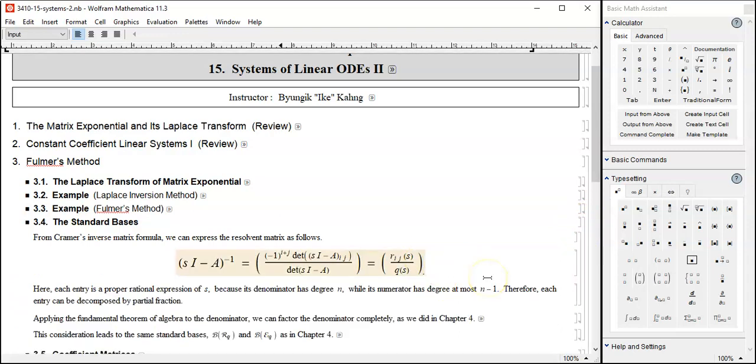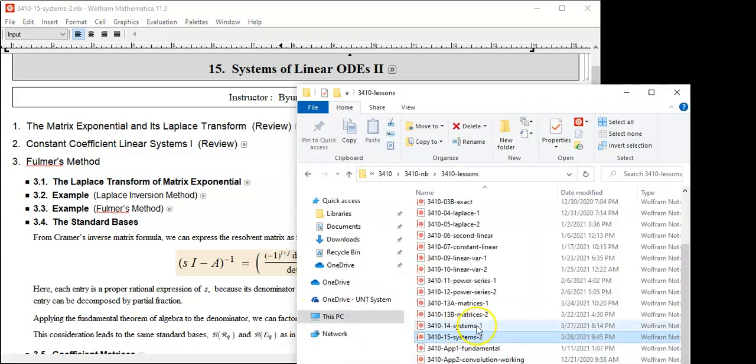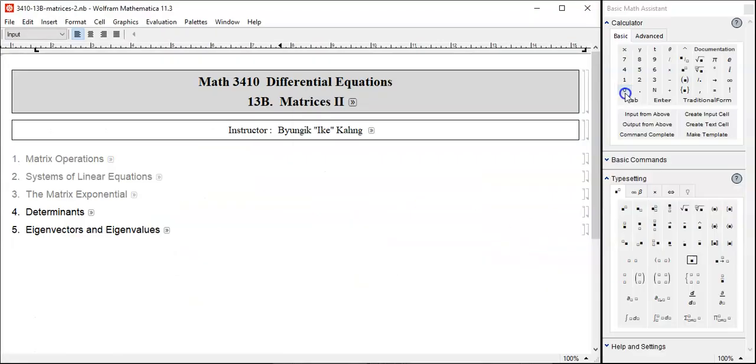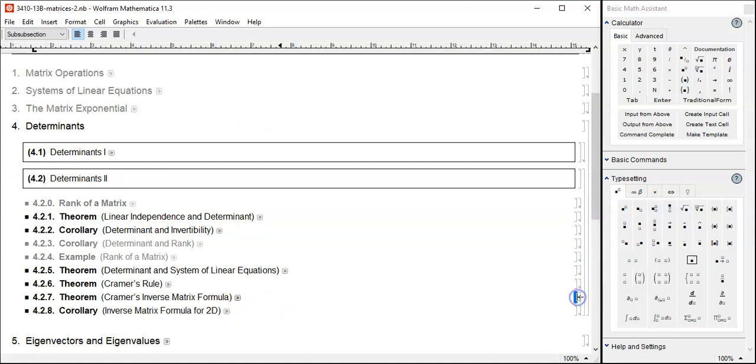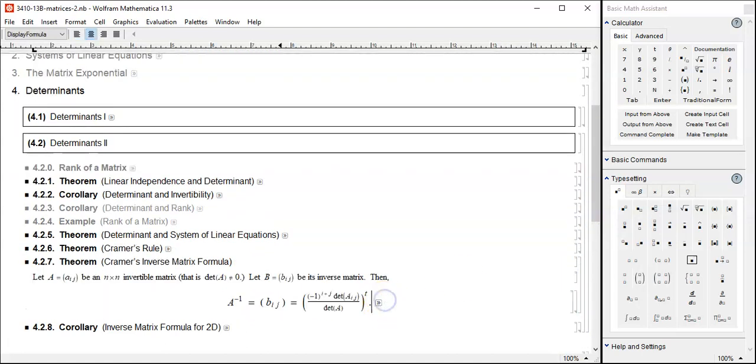This is a starting point, basically. This is coming from Cramer's inverse matrix formula, and I don't know whether everybody remembers this or not, because I covered it in lesson 13b, the non-essential part. It's here. Cramer's inverse matrix formula goes like this. The denominator is the determinant of A, so if the determinant is 0, then the inverse does not exist, and that's clear from this inverse matrix formula. Also, that condition turns out to be necessary and sufficient.